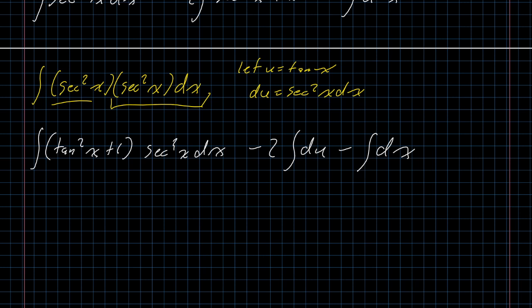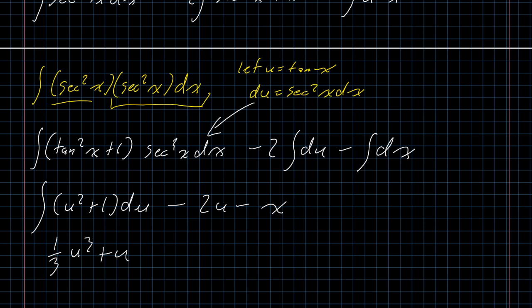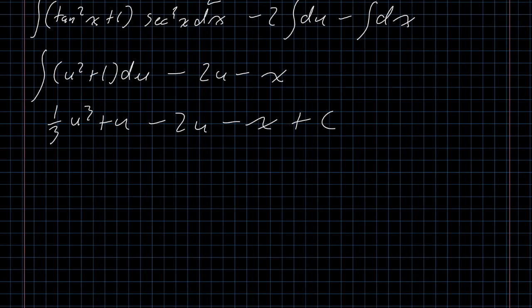And I guess I can do the same u substitution over here. This will be the integral of u squared plus 1 du, which integrates to 1/3 u cubed plus u. And then substituting back in, u is tangent, so this is 1/3 tangent cubed of x. And then I've got plus u minus 2u, which is all told minus u, or just minus tangent x, and minus x, and plus our constant of integration.